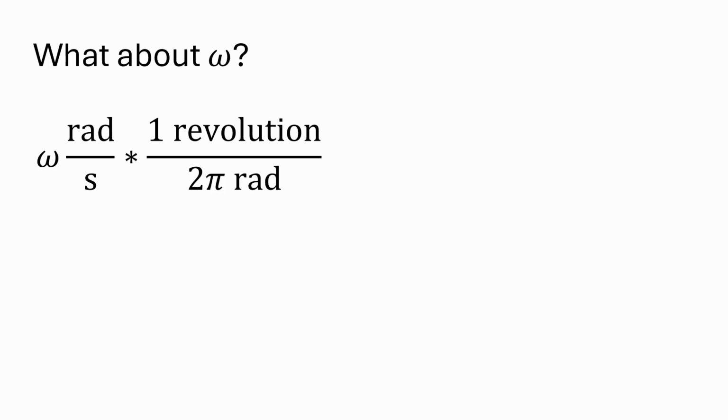So that's where that comes from. If you multiply by this conversion factor, the radians at the top and bottom cancel out, and we're left with revolutions per second. But we need to convert that second into minutes. So multiply by 60 seconds per 1 minute, which comes from the fact that 1 minute is made up of 60 seconds. There's not much to justify here. The seconds cancel out, and we're left with revolutions per minute.